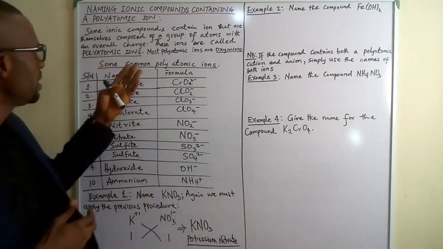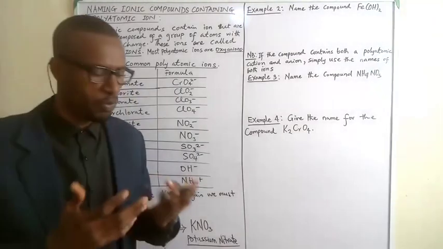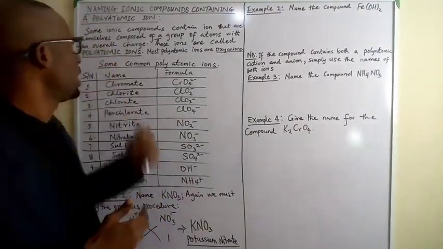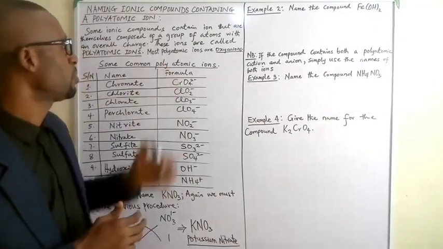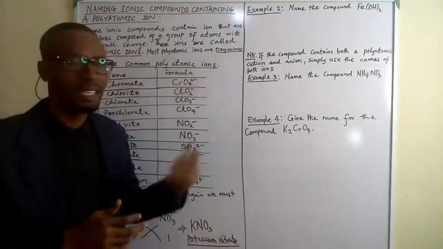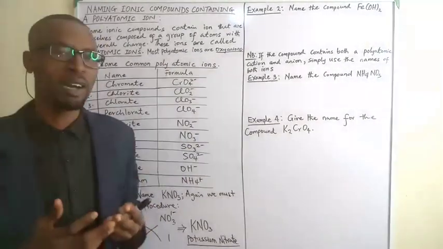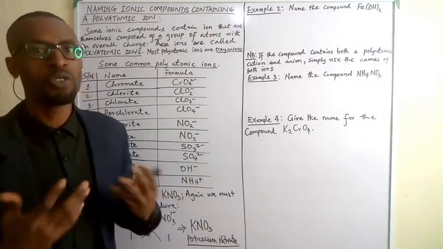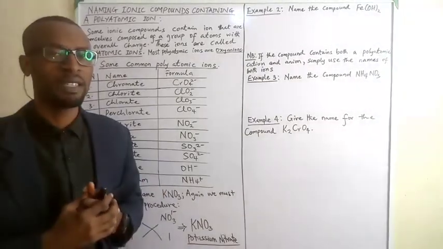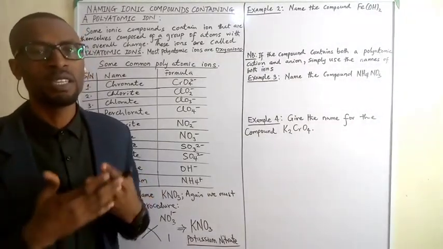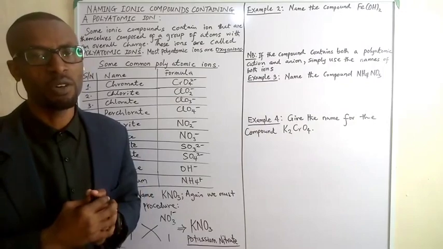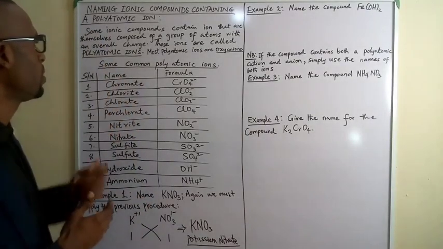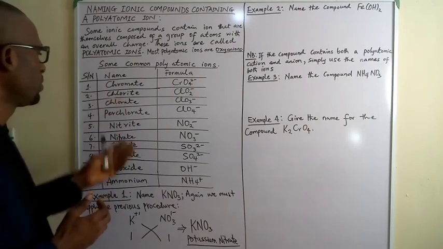These kinds of ions that comprise more than one atom are called polyatomic ions, and most polyatomic ions are known as oxyanions. We're talking about anions that contain oxygen. So most of the polyatomic ions we experience in chemistry always contain what? Oxygen. Nice. Some common examples of these polyatomic ions are given in this table.